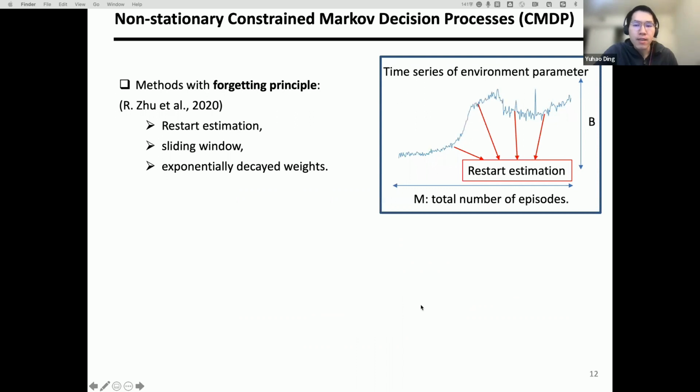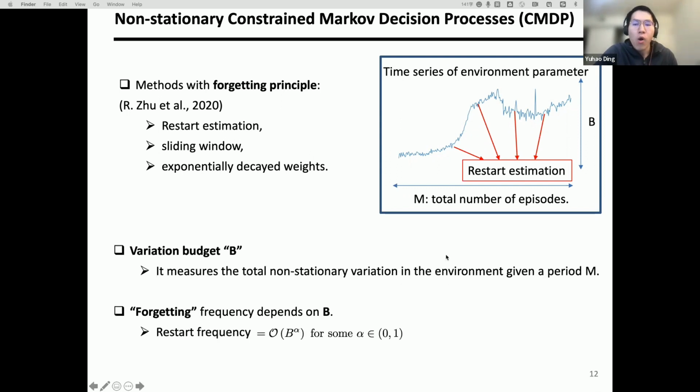If the data is non-stationary, it makes sense to make our decision based only on the most recent data. That is, we need to forget the outdated data, using forgetting-based principles like restart estimation, a sliding window, or exponentially decayed weights to estimate the time-varying model. Then a key question is, how often shall we forget the outdated data? The intuition is that if the non-stationarity level is very high in a given period, then we may need to discard the outdated data more often, and vice versa.